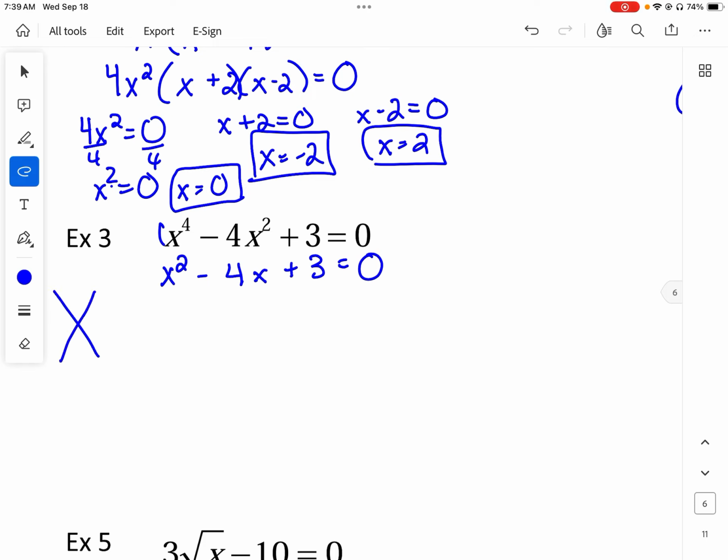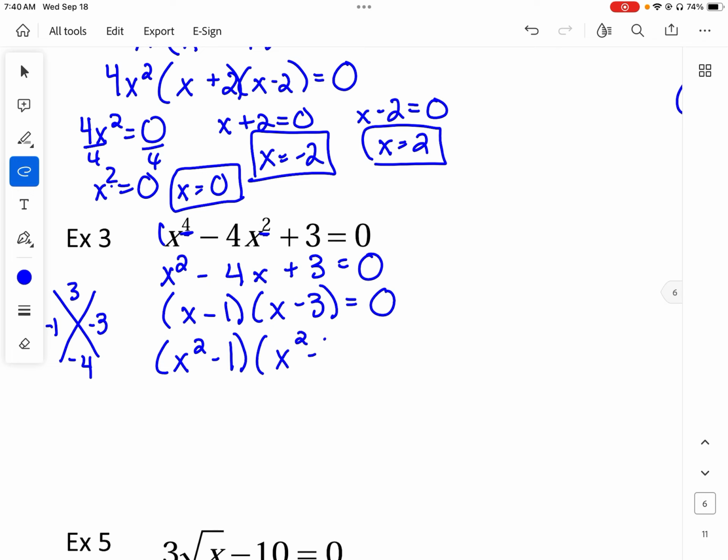So what multiplies to get 3 and adds to get negative 4? And that'd be -1, -3. So this would be x minus 1, x minus 3 equals 0. But remember, we have different exponents. So all I need to do is change this to an x squared minus 1, x squared minus 3. So this goes with that, and this one goes with that one. Very similar. The only thing different is the exponent.